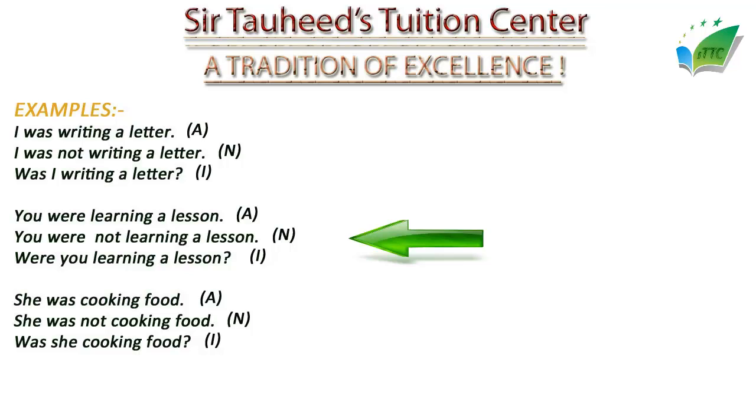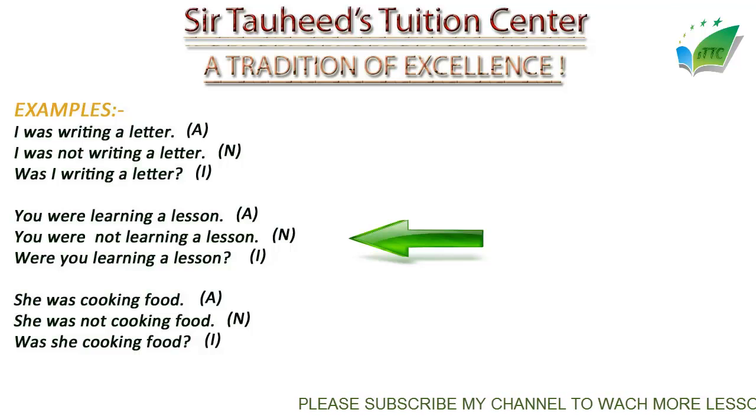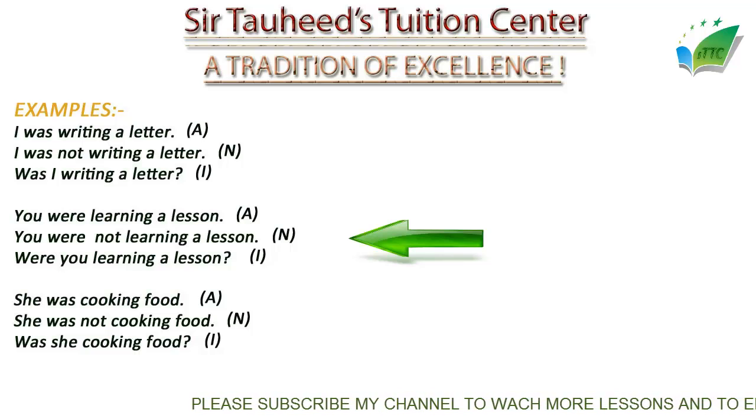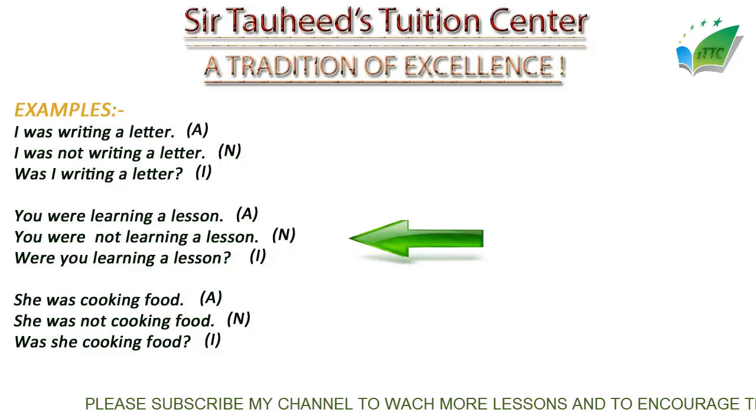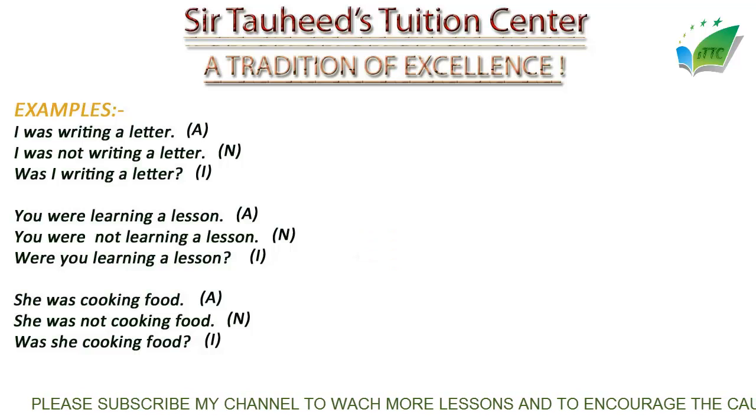And if we want to make its negative sentence, again we have to use only not after the helping verb, and the sentence will become like this. You were not learning a lesson. To make its interrogative sentence, we'll have to use the helping verb in the first place, and in the second place we use the subject. So the sequence will become like this. Were you learning a lesson? And don't forget to put a question mark in the end to make it an interrogative sentence.